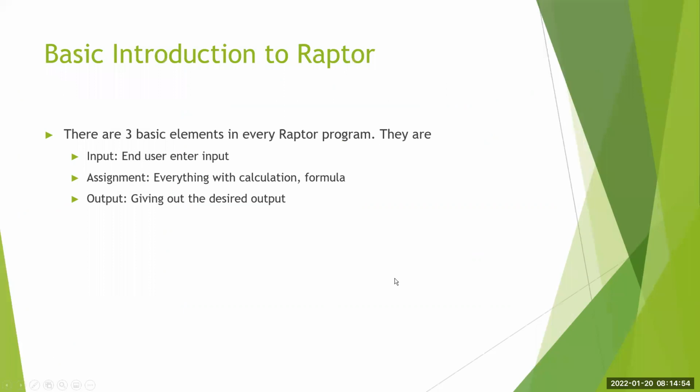So basically, for every program, you will always have three basic elements. Specifically, for every Raptor program, you will have the input, the assignment, and the output. Input is where the end user enters input. Assignment is everything to do with the calculation, with the formula. And the last thing is the output. Once you have figured out the calculation, you just print it out to the screen by giving the desired output.